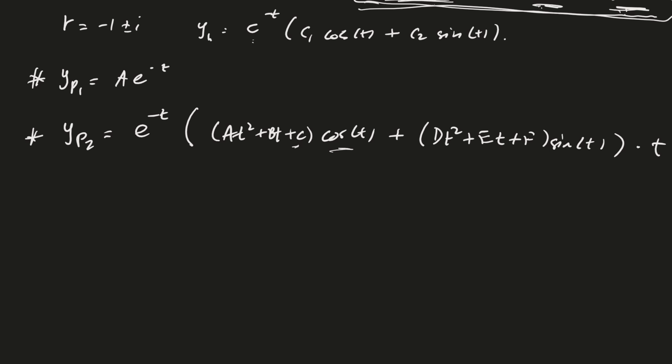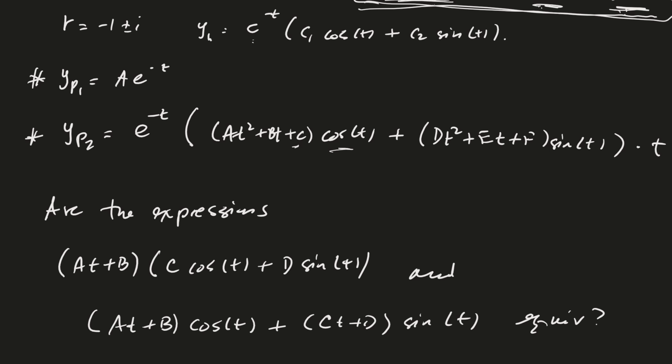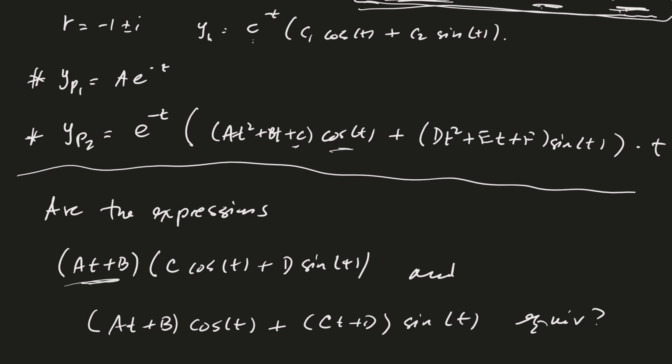Maybe I'll say it this way. Let me pause this. I'm going to write down two expressions. I'm going to see if they're equal or not. So in this case, I'm taking a look at these two expressions here. Is the expression (at plus b) times (c cosine of t plus d sine of t) equivalent to saying (at plus b) times cosine plus (ct plus d) sine? You see why we're looking at this?